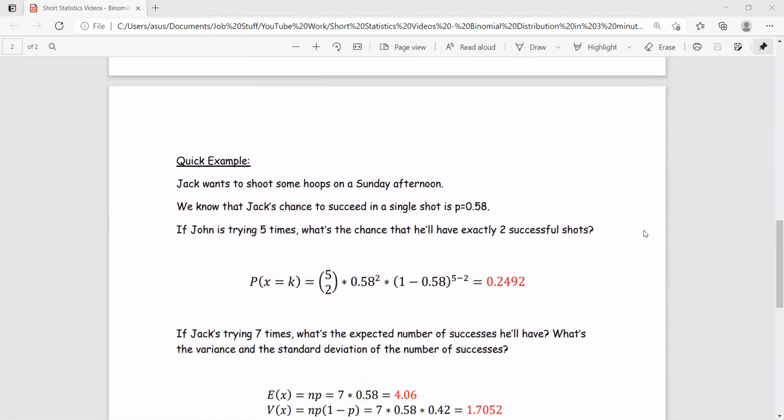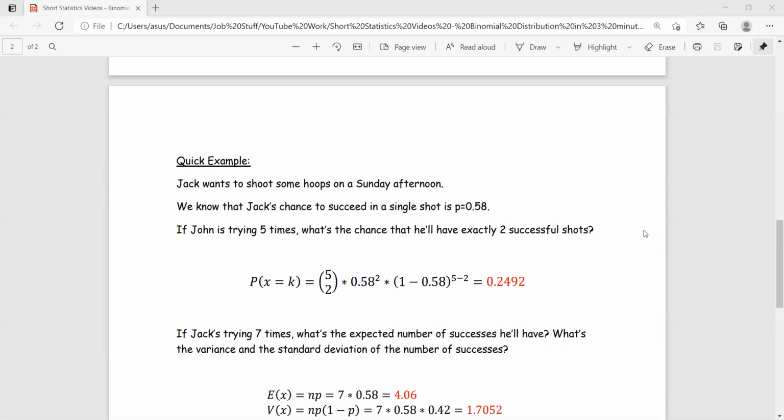Say that Jack wants to shoot some hoops on Sunday afternoon. We know that Jack's chance to succeed in a single shot is p equals 0.58, meaning that he has a 58% chance to succeed in a single shot. So if Jack is trying 5 times, what's the chance that he'll have exactly 2 successful shots?